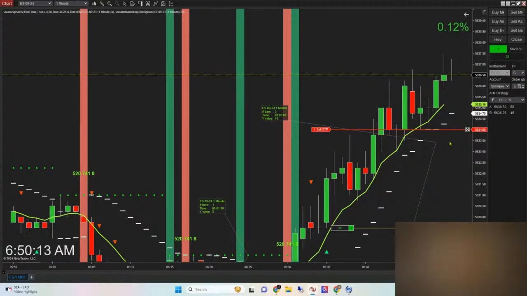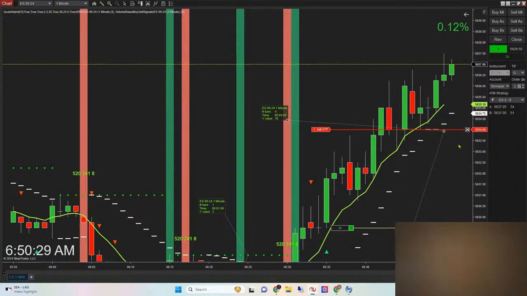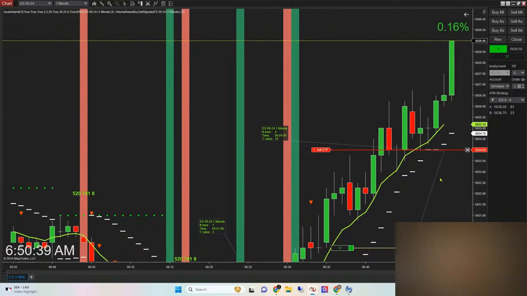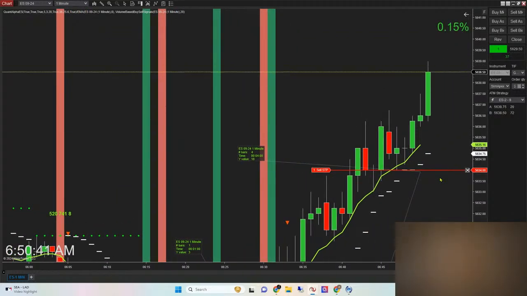So what are you guys gonna trade, ES? Trade two contracts or three? What's your plan? We secured now 18 ticks from this trade so far. Wow, that's a nice trade.